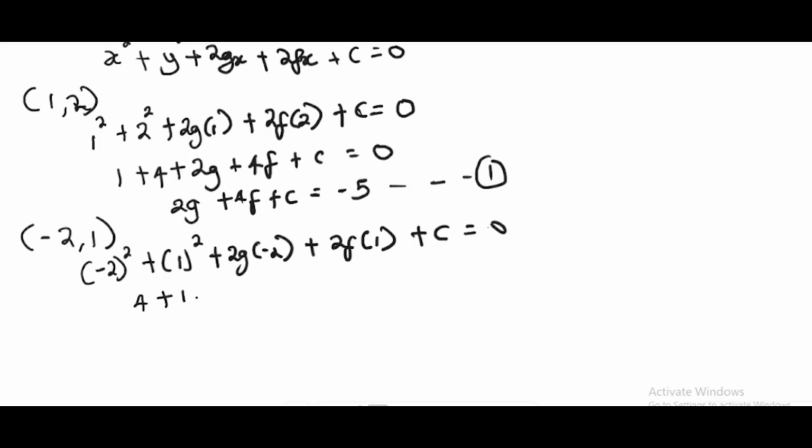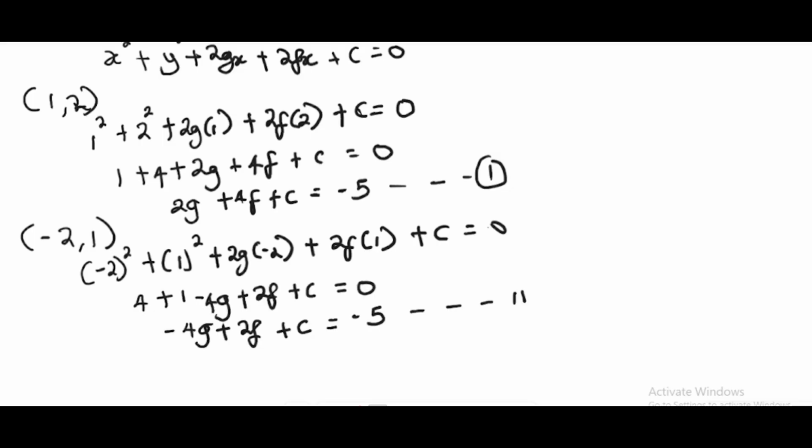So just like we did at the first point, we have minus 4g plus 2f plus c. 4 plus 1 will give us 5. So take it over to the other side. We have minus 5. So we call this equation 2, right?